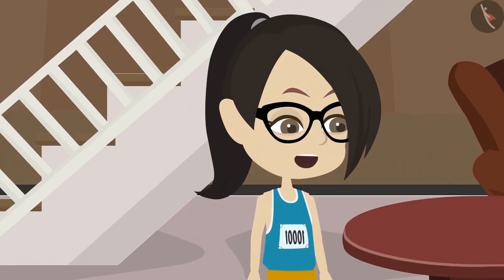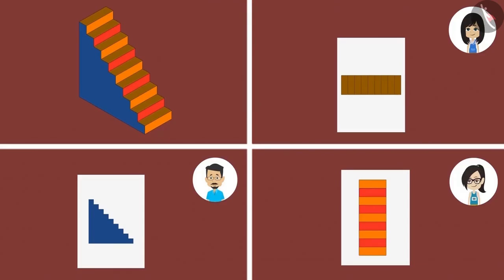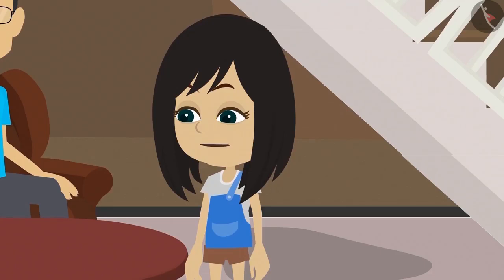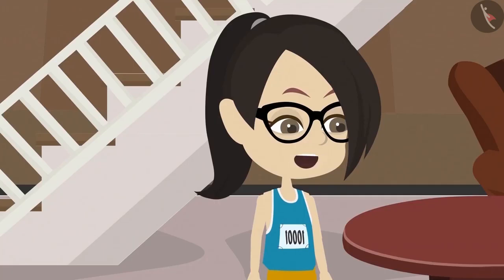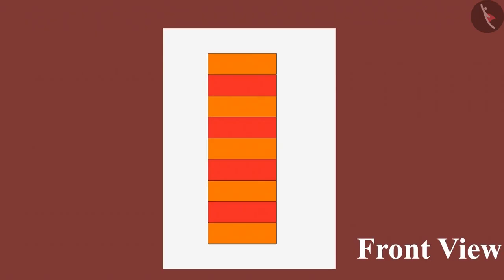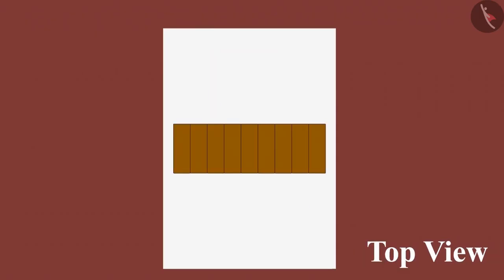Uncle, which view would it be called? Vandana, this will be called the front view. That means when an object is seen from the front, then its front view will be visible. Yes, and that's why Vandana's drawing appears to be different from our drawings. Yes, this is a colorful rectangle. So, did you understand? This is the front view of the staircase, this is the side view, and this is the top view. What did you understand?